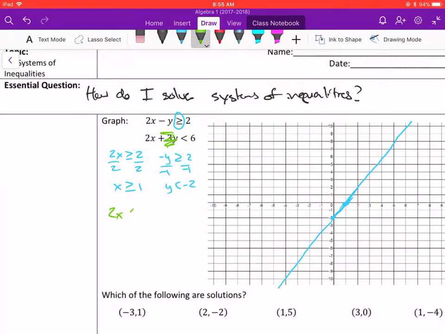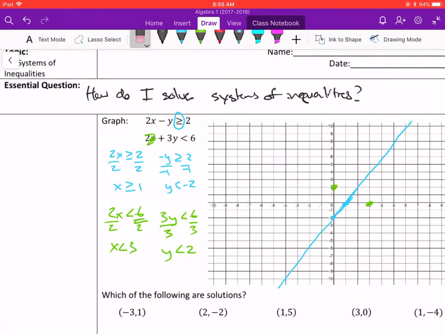If I graph the second equation, again, get your intercepts. Where would it cross the x? Imagine the y is gone. It would cross it at 3. And where would it cross the y? Imagine the x is gone, and solve. That means it would be at 2.